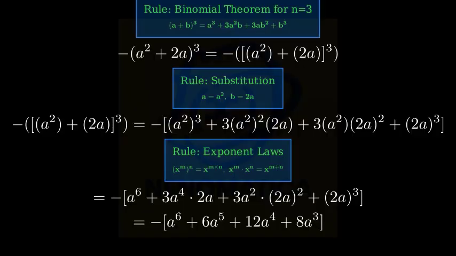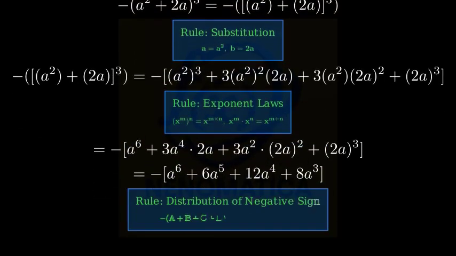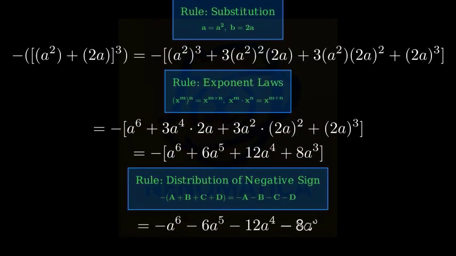Finally, we need to distribute the negative sign to all terms inside the brackets. This gives us negative a to the power of 6 minus 6a to the power of 5 minus 12a to the power of 4 minus 8a cubed.